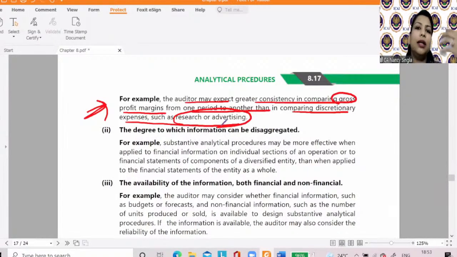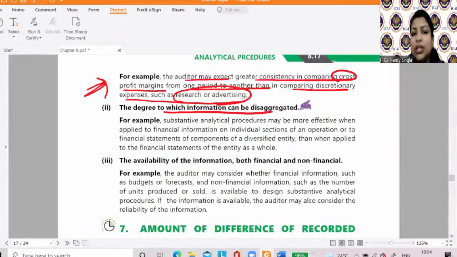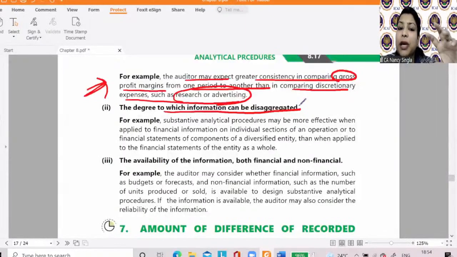So auditor will see whether expectation can be developed sufficiently precisely. What is precisely? Rightly, accurately, correctly. ठीक है. The degree to which the information can be disaggregated. Let's say the auditor wants to apply the analytical procedure with respect to various segments of the client, but the data is not disaggregated. Last year data is not disaggregated. It is not differentiated. Segment wise data is not available. So can you apply a particular analytical procedure? No. है ना. So the degree to which information is disaggregated, देखो जितना ज्यादा disaggregation होगा, जितना ज्यादा divided होगा information, उतना ज्यादा अच्छे से comparison would be possible ना.